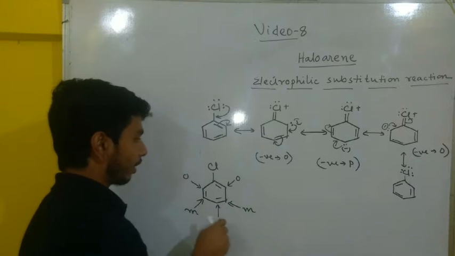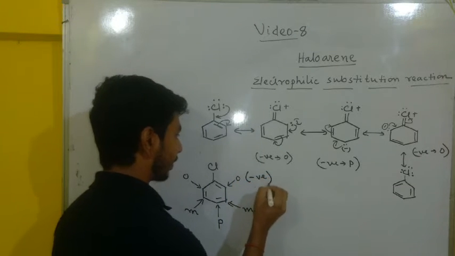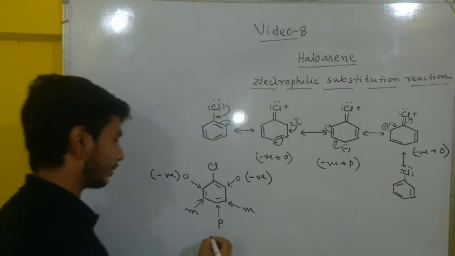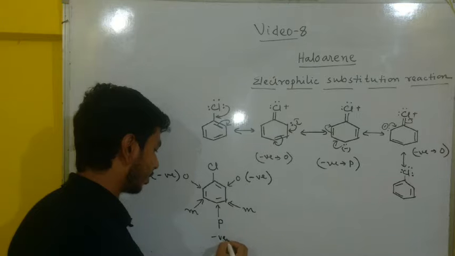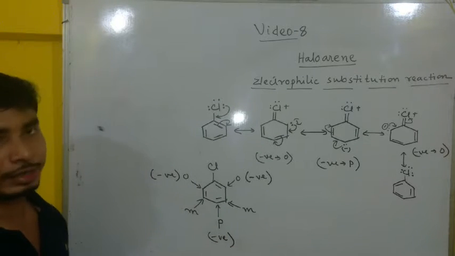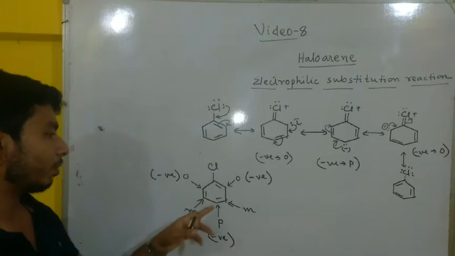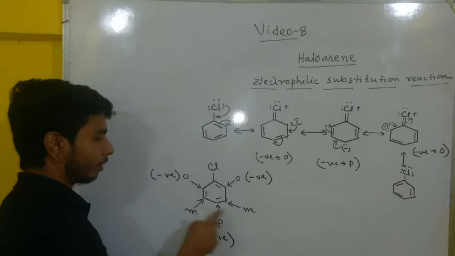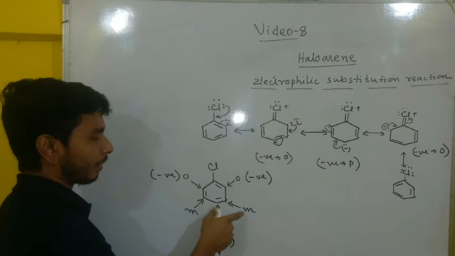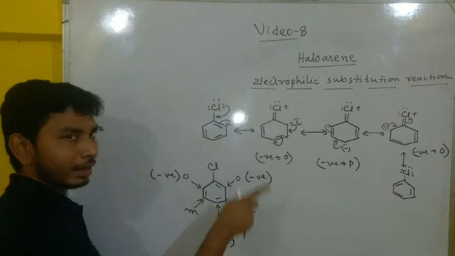So how to enter in the resonating structure? This ortho position is negative charge. Ortho position is negative charge, and the para position is negative charge. A negative charge means electron rich side. So in the chlorobenzene, meta position is neutral. None of the resonating structures carries negative charge in the meta position. So ortho and para position carries the negative charge.